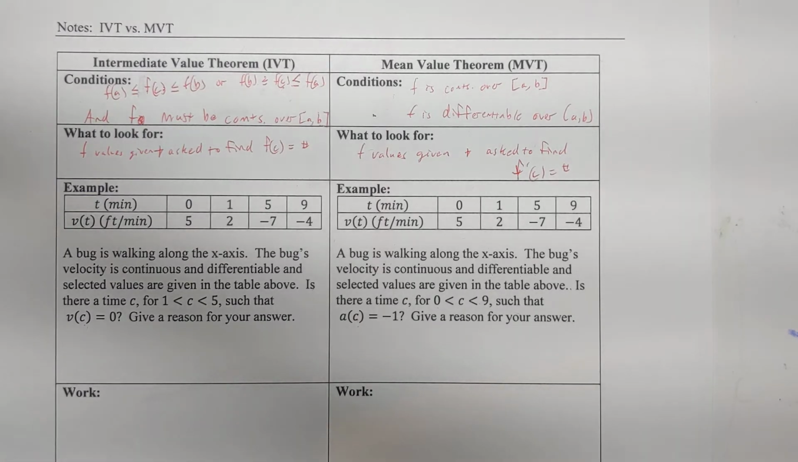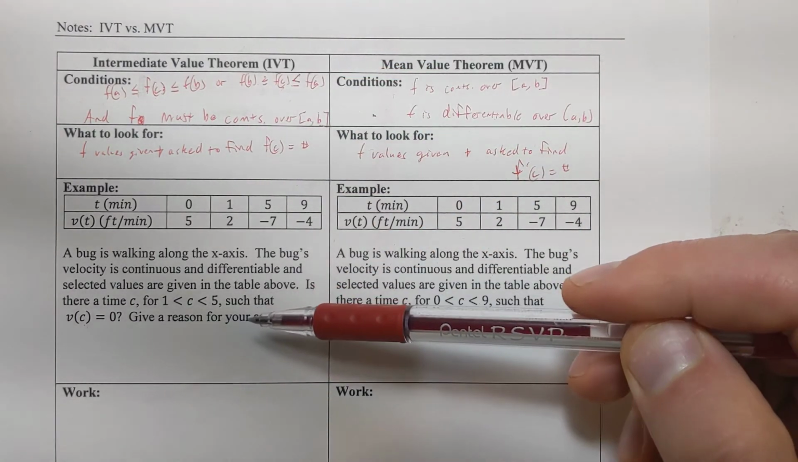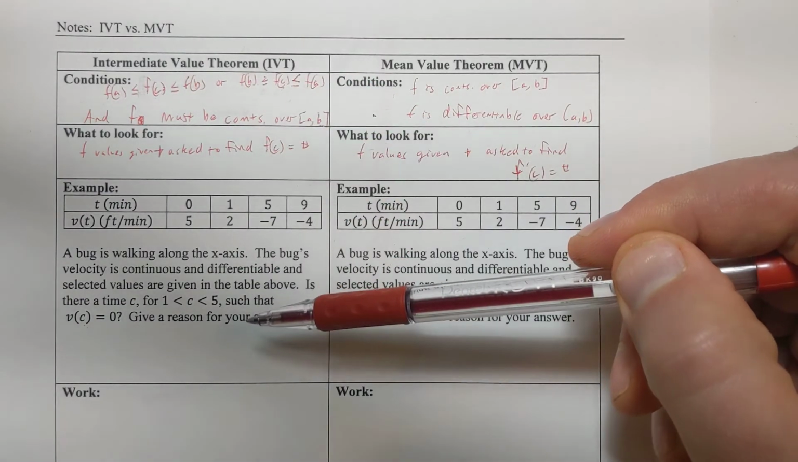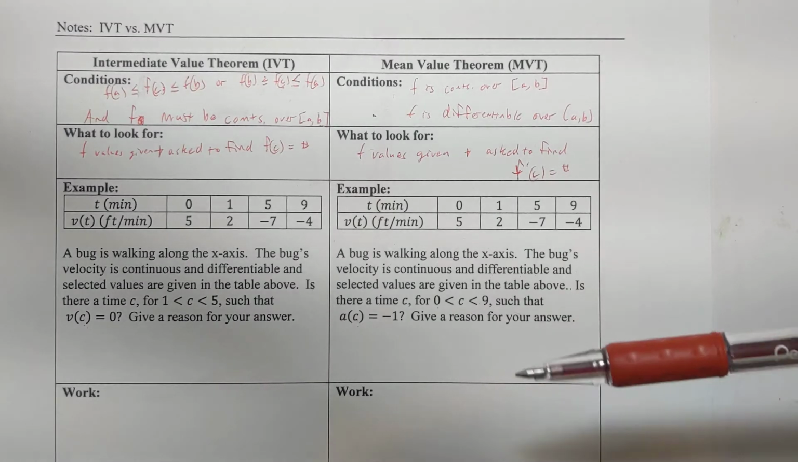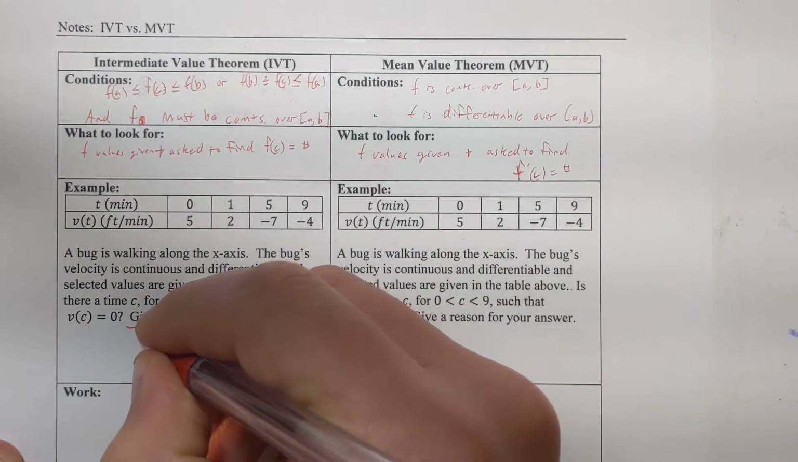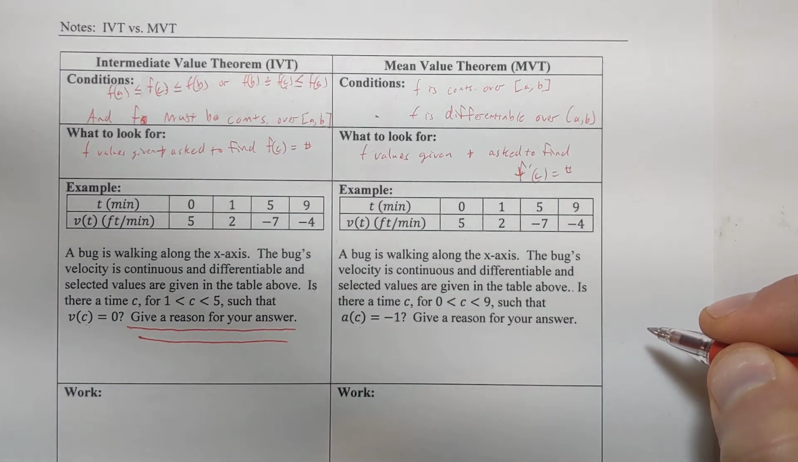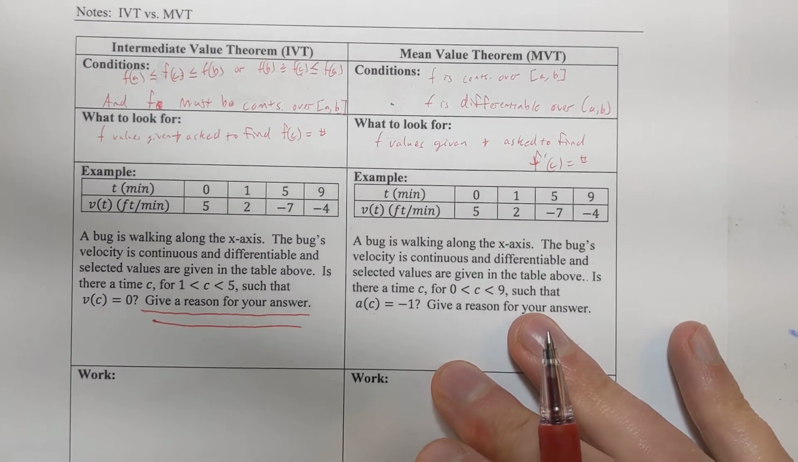So, how do we answer these? That's the big question. When you're given a problem like this, first thing to do is identify what the question is asking. Is this an intermediate value theorem question or a mean value theorem question? Then, when they say give the reason, they're wanting you to explain your answer. I'm going to show you exactly what the readers are looking for. Let's start with the work here though.